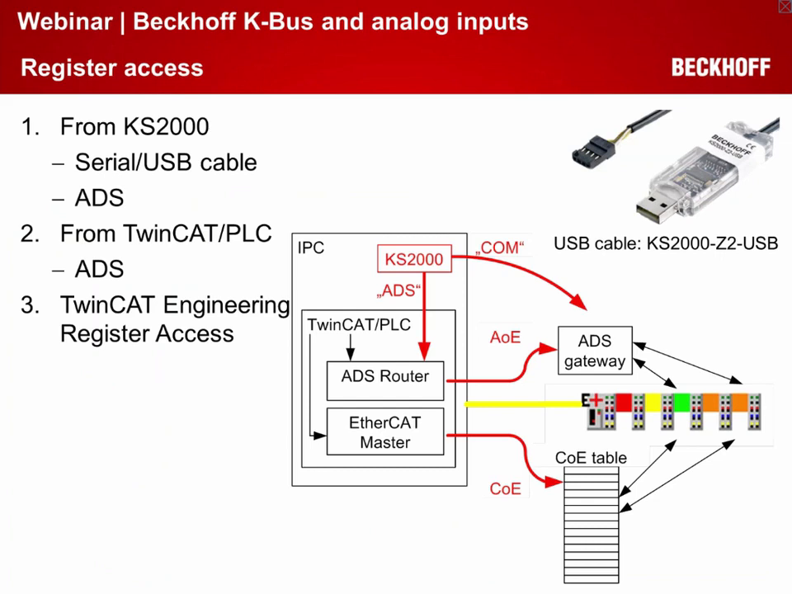First point is the KS2000 software over serial USB cable or ADS. You can connect from the runtime system to the PLC over ADS, and you can change the registers from the TwinCAT engineering by register address. So the way is always the same. You have the coupler between you and the terminal, and you can use it as an ADS gateway, or you use the CoE tables in the coupler when it's an EtherCAT device.